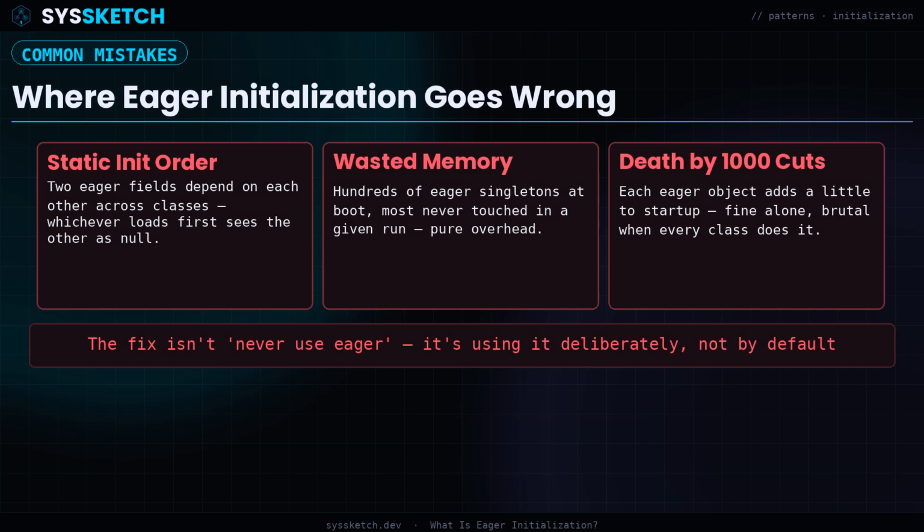Eager initialization goes wrong in a few very specific ways. The classic one is static initialization order, 2 eager fields in different classes that quietly depend on each other, and whichever one happens to load first sees the other as null or half-built. Another is sheer waste, hundreds of eager singletons at boot, most of which a given run never actually touches, all still paying their construction cost anyway. And the subtlest one is death by 1,000 cuts. One eager field costs nothing noticeable, but when every class in a large codebase defaults to eager, those individually harmless costs stack into a genuinely slow, hard-to-diagnose startup. None of these are arguments against eager initialization itself, they're arguments against reaching for it automatically, without ever asking whether the object in question is actually needed every time.